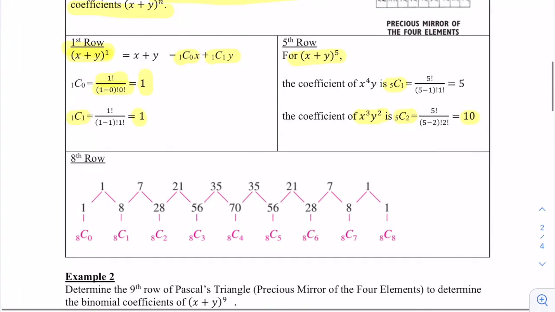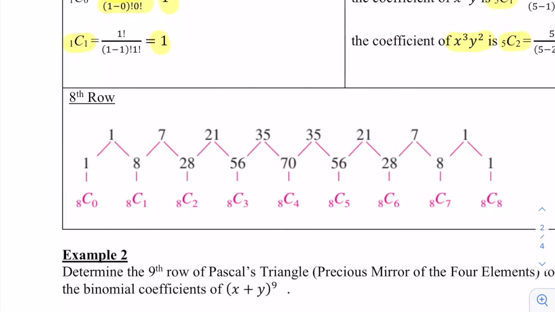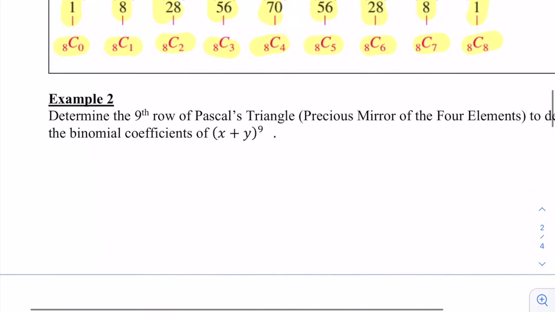Now let's look at the 8th row. If we wanted to rewrite this, we know what that's going to be. Start with 8 choose 0, 8 choose 1, 2, 3, and you can see this all the way until we get to 8 choose 8. 8 choose 0 and 8 choose 8 equal 1. 8 choose 1 and 8 choose 7 equal 8. 8 choose 2 and 8 choose 6 equal 28. 8 choose 3 and 8 choose 5 both equal 56, which we found out on the previous page, and 8 choose 4 equals 70.